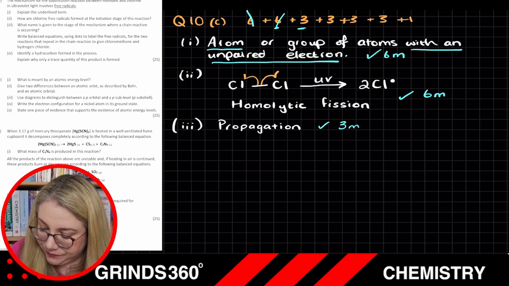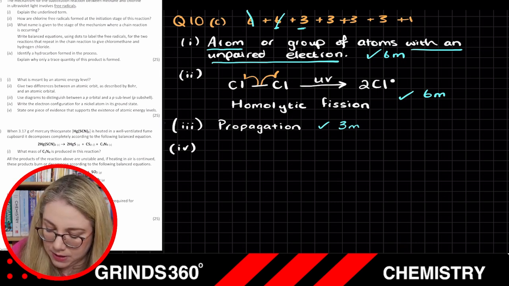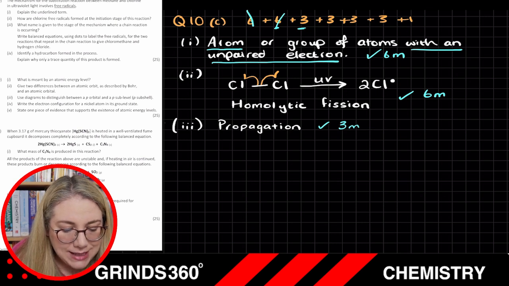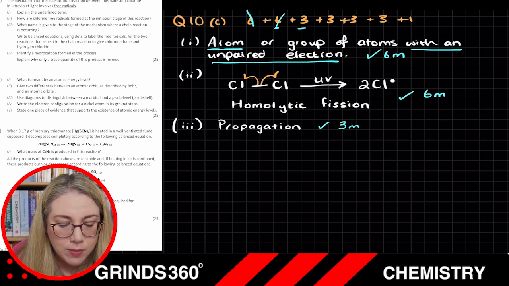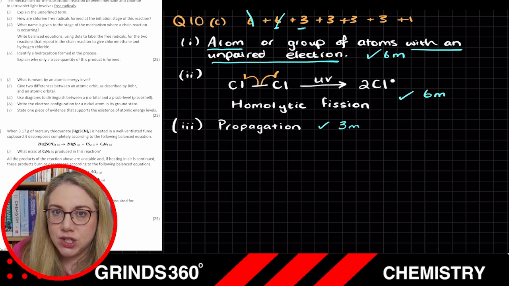My next one. Part 4. Oh, apologies, there's more to part 3. I missed that. Of course I did. Write balanced equations using dots to label the free radicals for the 2 reactions that repeat in the chain reaction to give chloromethane and hydrogen chloride. So this is asking me to write the 2 propagation steps.